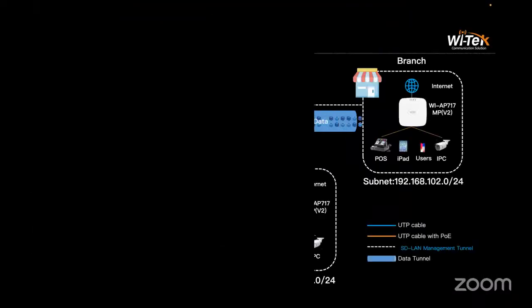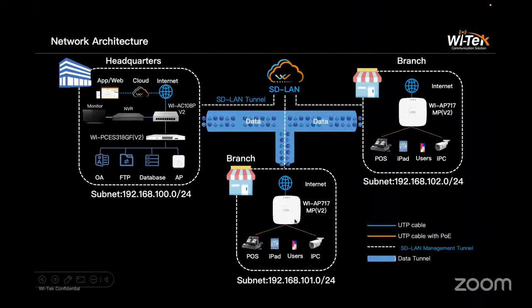Here you can see we have a headquarters with some branches, like a warehouse or branch office. We use our Wi-Fi mesh router. This is a mesh access point. It has router mode, so you can think of it as a mesh router. In the branch, you have some cameras, some Wi-Fi devices, and a POS system. You connect them here and it connects to the internet. Then you bind it to the cloud.